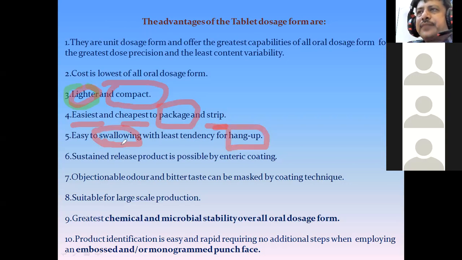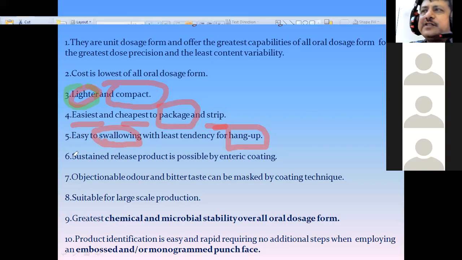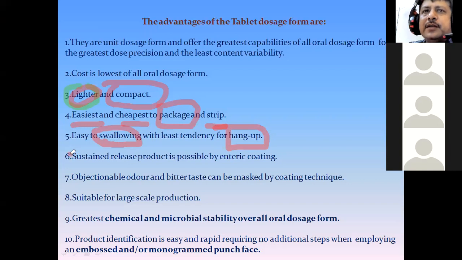Now here we can control the release rate, or you can play with the release pattern of a dose product with the tablet dosage form. This is one of the unique features of a tablet dosage form. So sustained release products are possible in tablets when you go for enteric coating of the tablet dosage form.